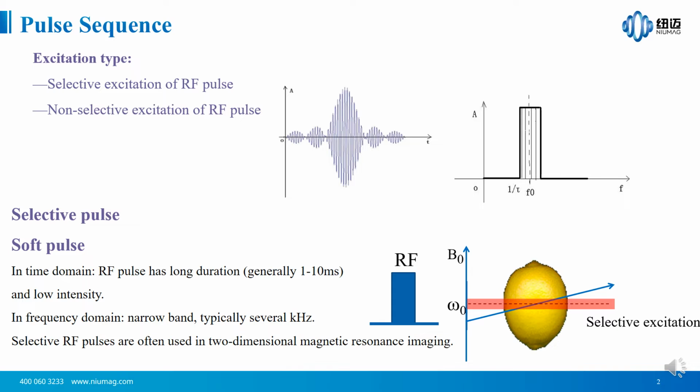For example, we apply a soft pulse here. It doesn't excite the whole sample. Combined with a gradient magnetic field, we can select layers like this. We select a layer to excite the signal in that layer. The signal is extracted and spatially encoded to produce a two-dimensional MRI. We won't talk about it today, but we will talk about it later when we mention the other experiments.